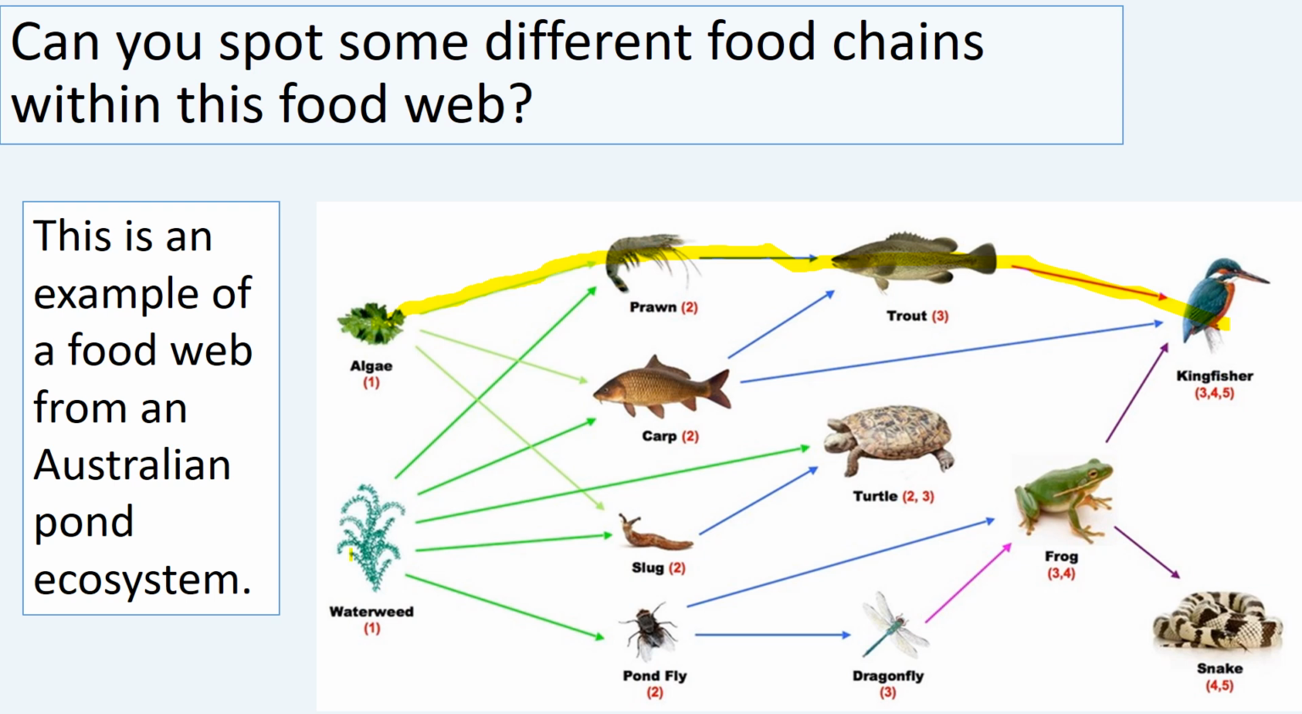Let's do another one. So we've got the waterweed. Let's go down, shall we? Down to the pond fly. So there'll be lots of flies in and around ponds. That'll be, thank you very much, to the frog. I'll eat that. And then if this is not in the UK, but another country, a snake will come along and eat the frog. If this is the UK, that would probably be a bird of prey of some description. Okay, so I've just highlighted two food chains there within the food web.